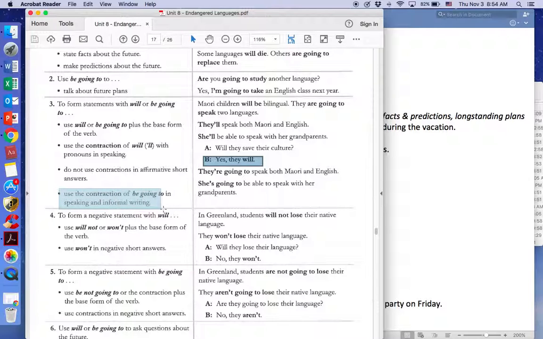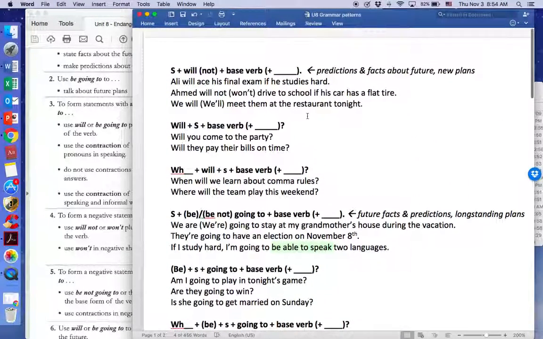Use the contraction of be going to in speaking and less formal writing. So she's going to, she is going to, she's going to, they are going to, we're going to. More examples over here.